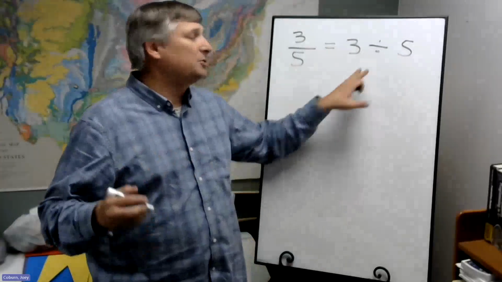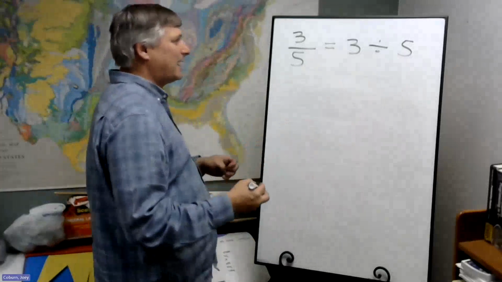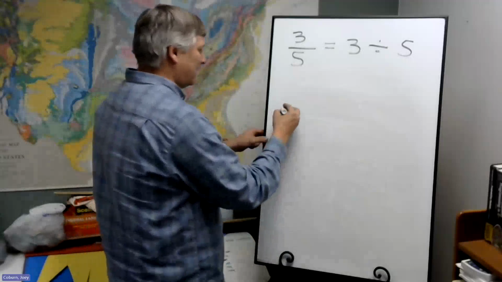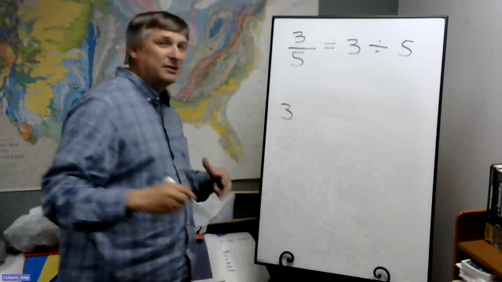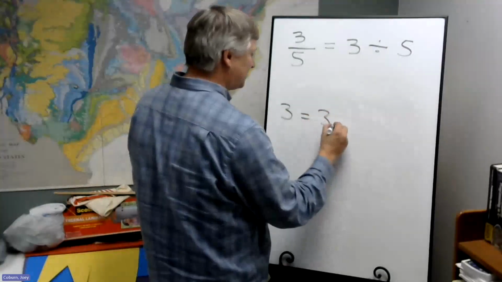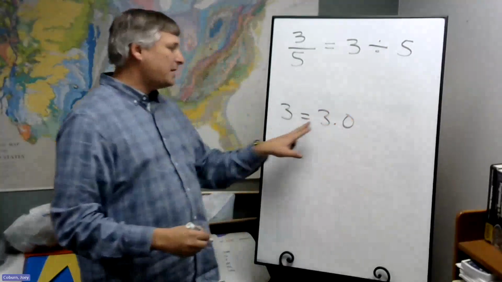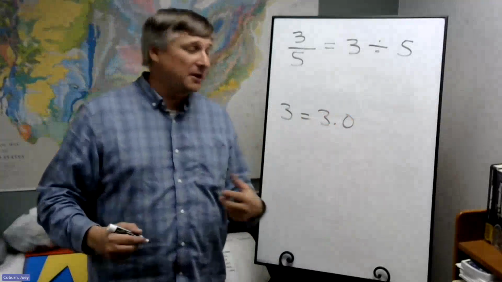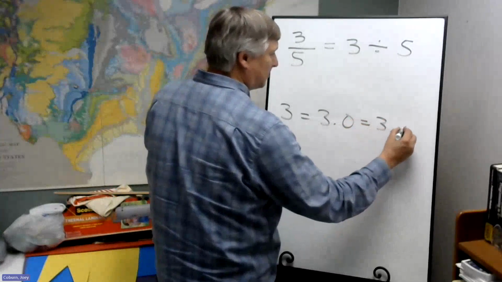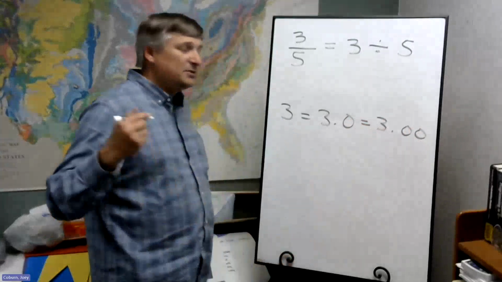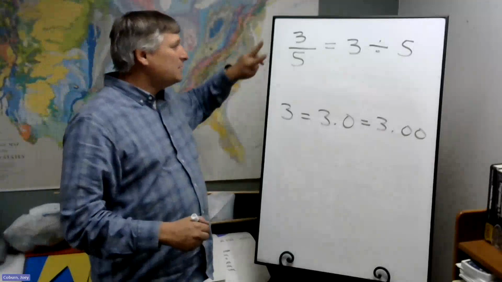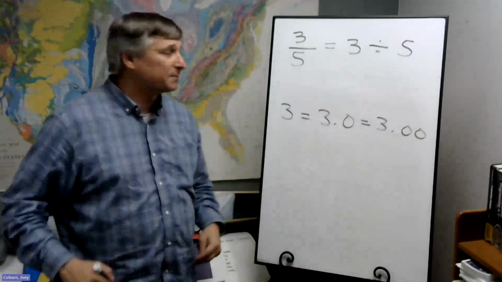Well, what we're going to do is use long division. Now, this brings in the second idea that we're going to use. We can tack on extra zeros to a decimal number. So 3 and 3.0 are the same thing. And if we wanted to, we could say 3, 3.0, 3.00 are all the same thing. So using these two facts, we can do this conversion.